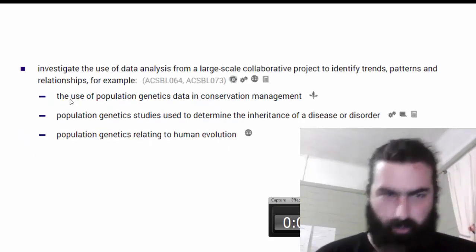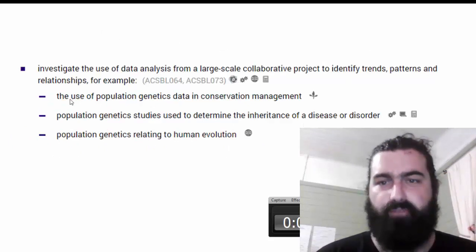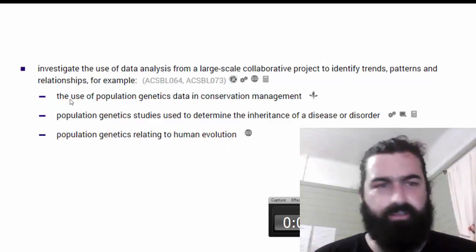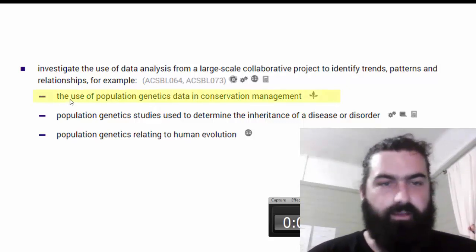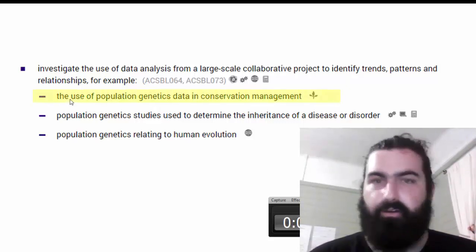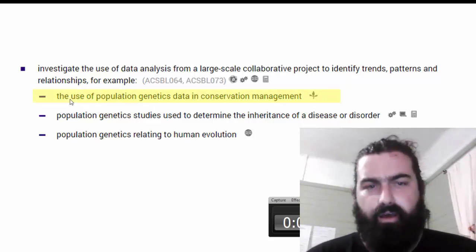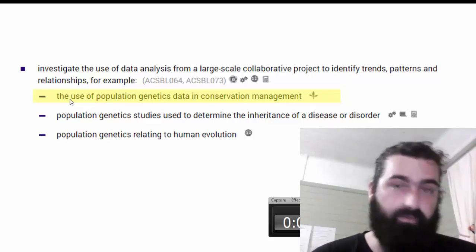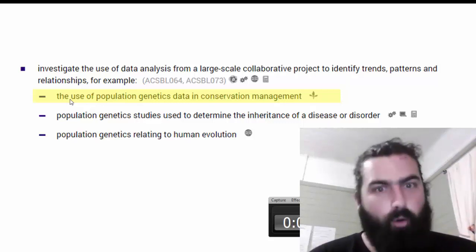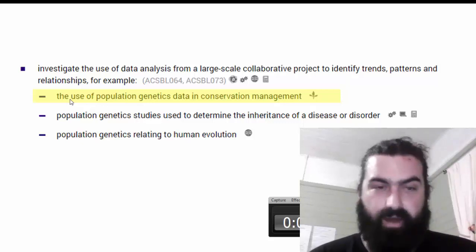Let's have a look at the syllabus dot point. Investigate the use of data analysis from large-scale collaborative projects to identify trends, patterns, and relationships. For example, and I've highlighted here the use of population genetics data in conservation management because that's the one I'm going to focus on today. The reason why I'm focusing on that one is because you already did it in your assignment, hopefully, if you did your assignment right. So you might already know most of what I'm going to talk about, and therefore you won't need to write anything down.